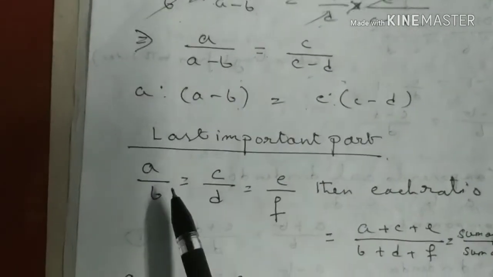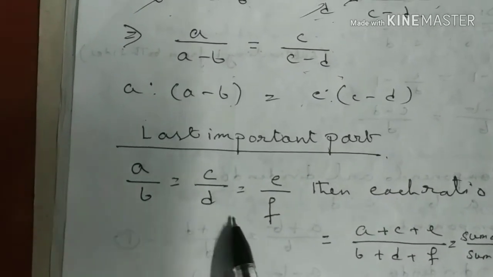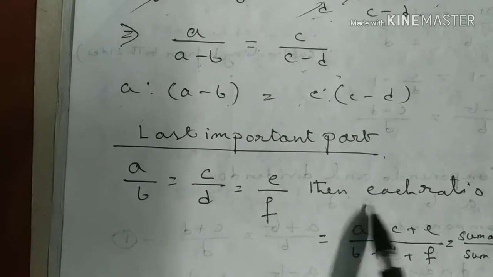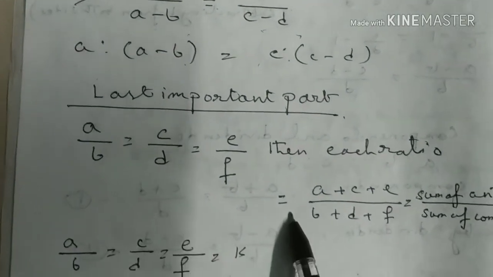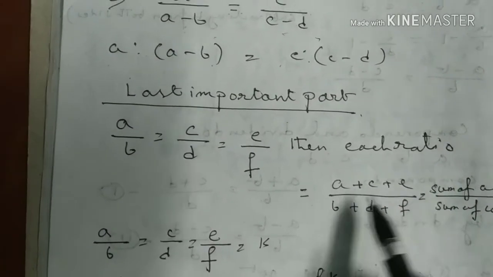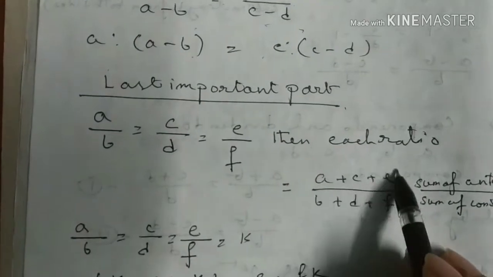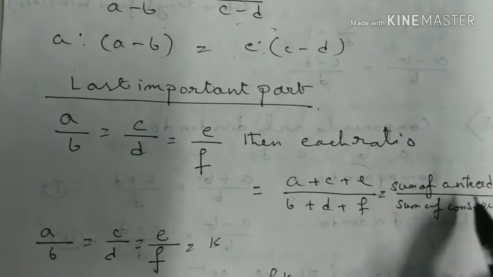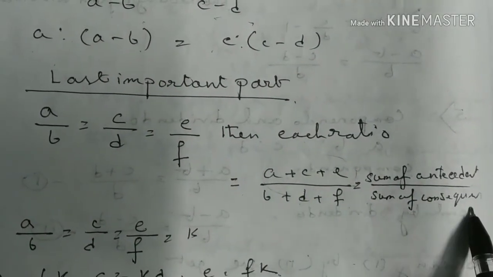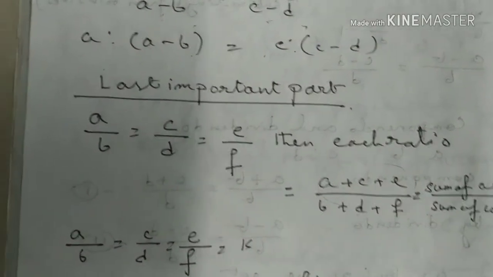The last important part is this one. If a by b is equal to c by d is equal to e by f, then each ratio we can write as a plus c plus e divided by b plus d plus f. Now the numerator is known as the sum of antecedents, and the denominator is known as the sum of consequents. Sum of antecedents and sum of consequents.